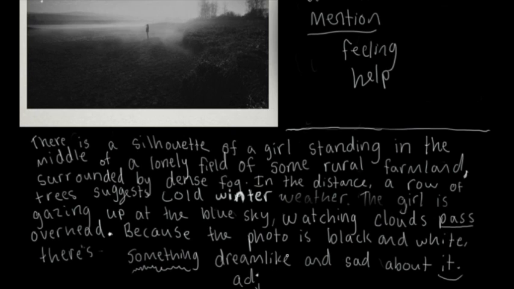So let's go through this. There's a silhouette of a girl standing in the middle of a lonely field of some rural farmland, surrounded by dense fog. In the distance, a row of trees suggests cold winter weather. The girl is gazing up at the blue sky, watching clouds pass overhead. Because the photo is black and white, there's something dreamlike and sad about it.